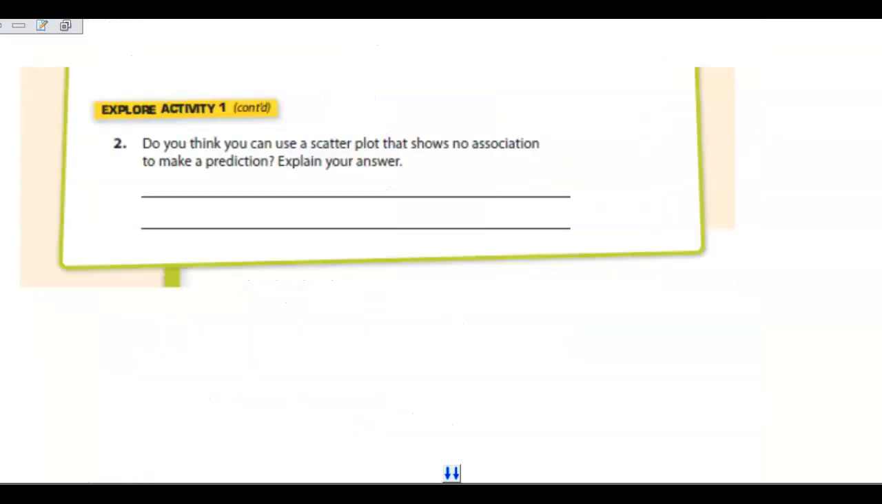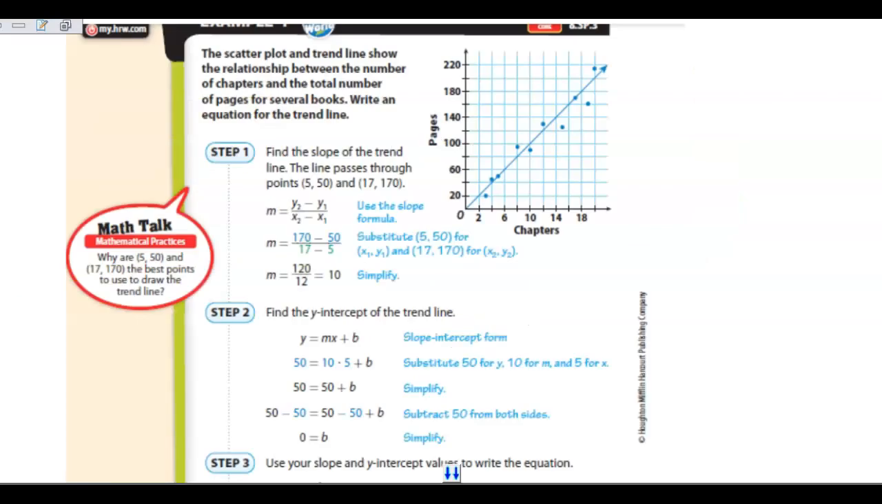Do you think that you can use a scatter plot that shows no association to make a prediction? So remember, if we had one that was no association, the dots were just kind of scattered all over. Can we make a prediction from a no association? No, it's too hard. You can't. There's no trend line. I could find a line where half of them would be here, but it's just too scattered. It's too unrelated. So we really can't show the prediction that way.